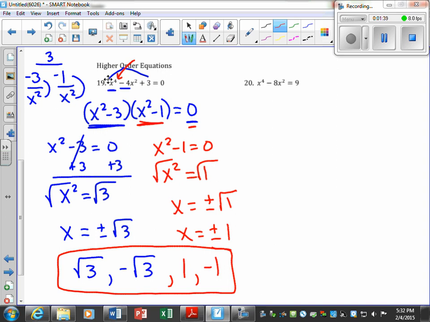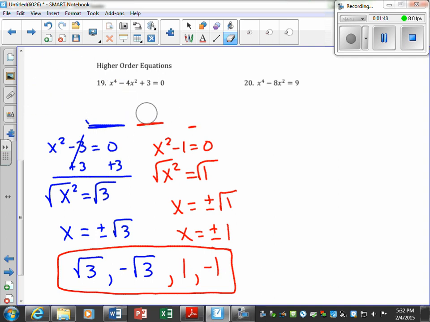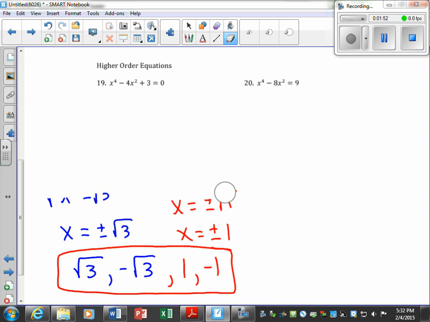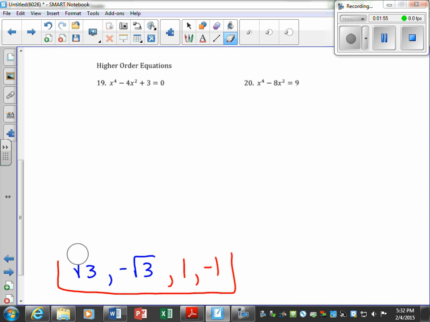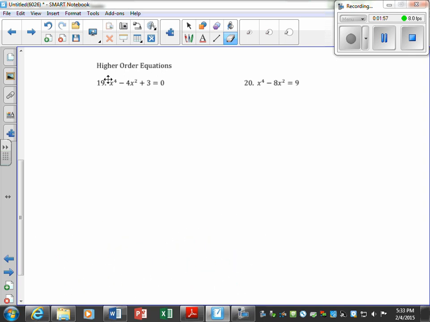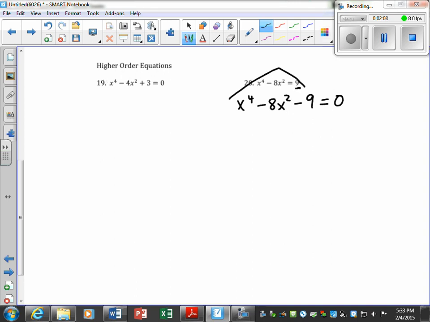Okay? Looking at number 20, it's similar. It's a 4th degree polynomial, so I would like to think that I'm going to have 4 answers. No more than 4, that's for sure. So I'll erase this to give us some extra room, and then we'll set that up. So x to the 4th minus 8x squared minus 9 is equal to 0. Remember, you have to have a 0 over here. So let's try factoring. What multiplies to give us negative 9, but adds to give us negative 8? So we need a negative 8 in the middle.